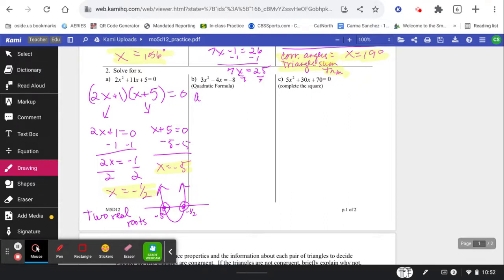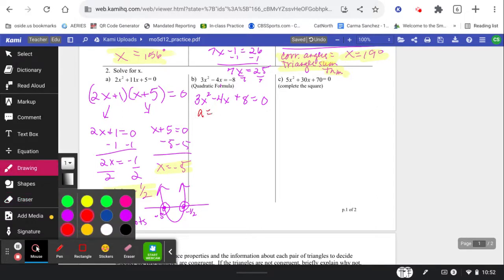Okay, next one. We are not ready to start solving this with ABC until you move the 8 to the other side by adding 8 to both sides. So here, you need it to be equal to 0 before you can start getting ABC. So now I'm ready. A is 3, B is negative 4, C is 8, X equals negative B plus or minus square root B squared minus 4AC all over 2A.